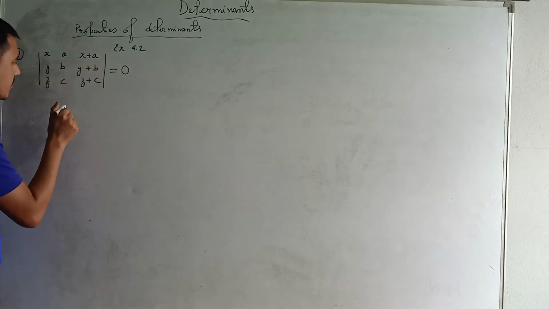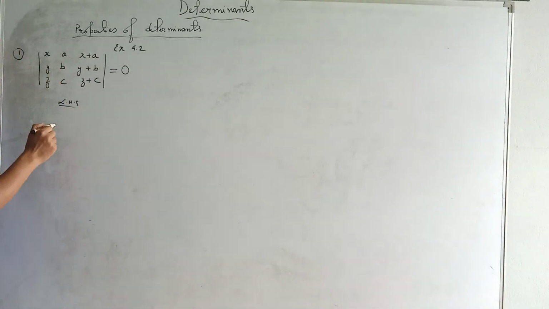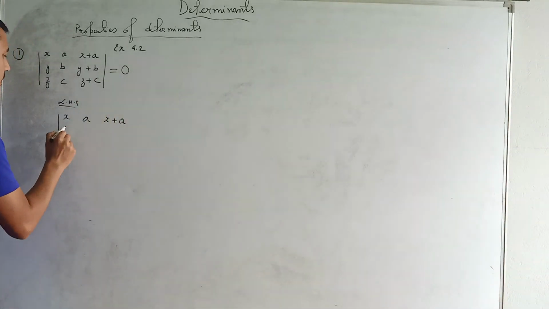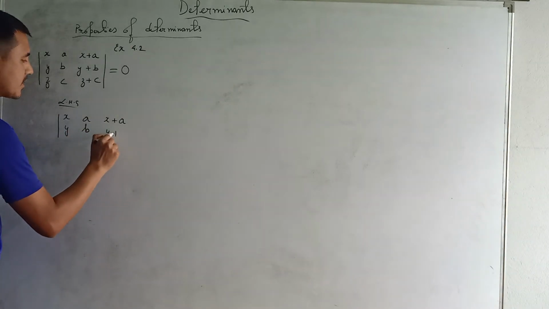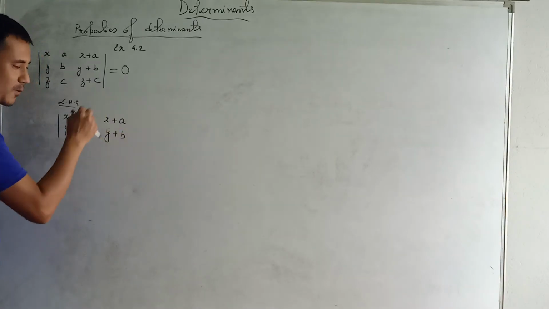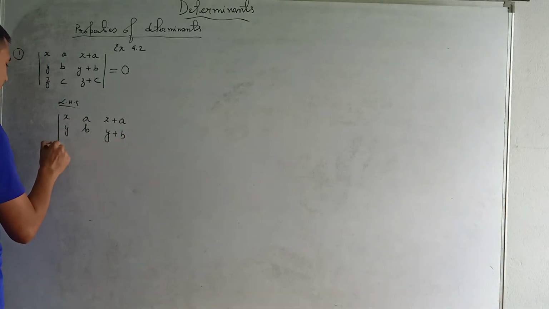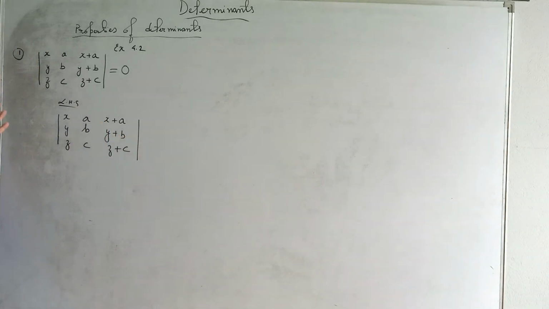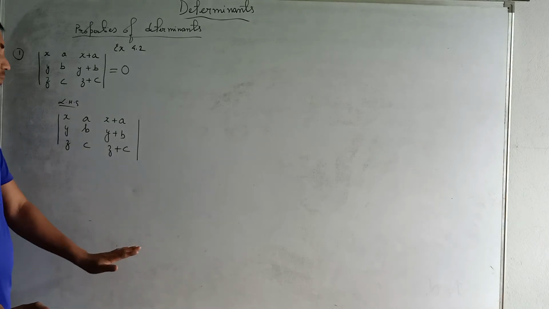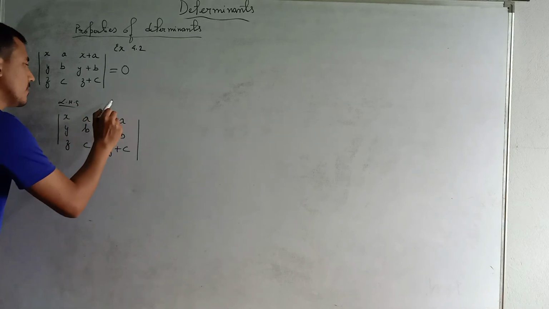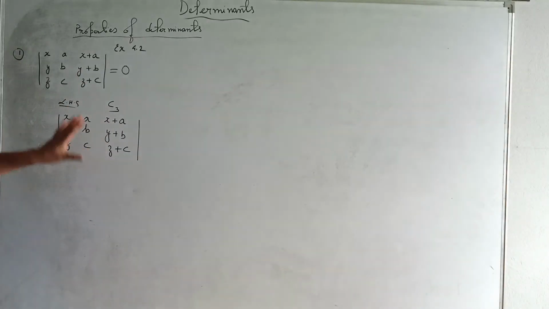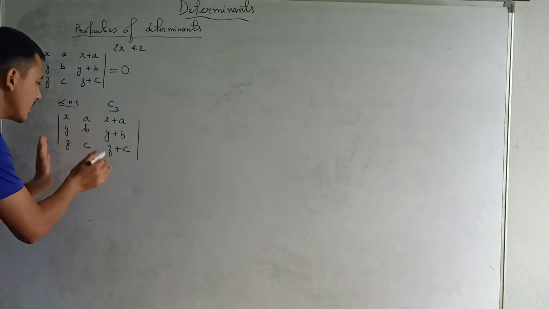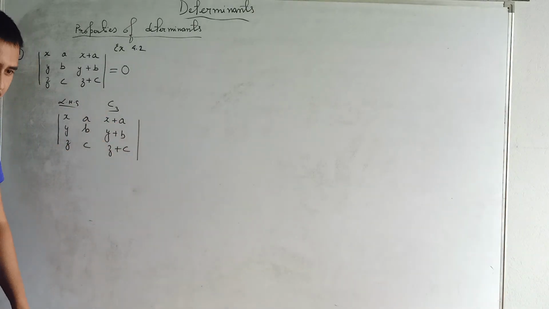Now we need to prove this, so we take the left hand side. Your given determinant is x, a, x plus a; y, b, y plus b; z, c, z plus c. Now I can use a very important property here. All the properties are important. The third column has been expressed as the sum of two terms. Yes, so the given determinant can be expressed as the sum of two determinants.